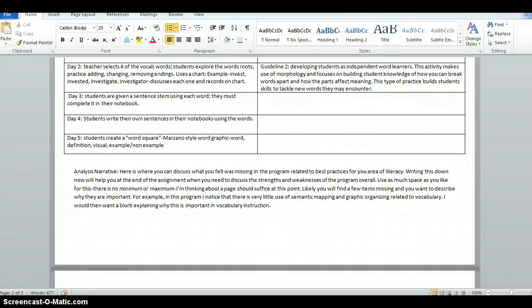You're likely going to find a few missing items. You're likely going to have one or two practices that you really can't say whether or not that's the best practice. You might just even have questions about it. And so include that in your narrative.